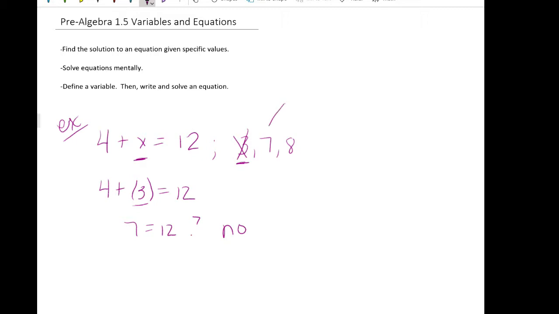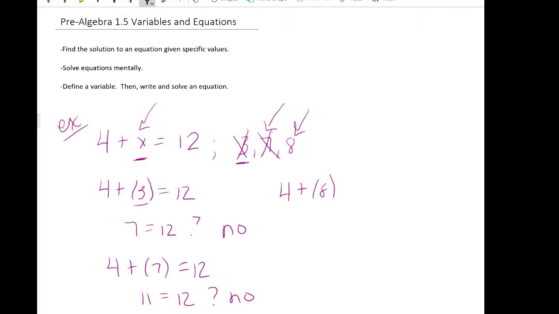So next up, I'm going to try 7, and I'm going to put 7 in for x. And then I'm going to solve. But does 11 equal 12? No, of course not. Okay, finally I'm going to try 8, and I'm going to put 8 in for x. And now when I add, I get 12 equal to 12. So the solution to this equation is 8.